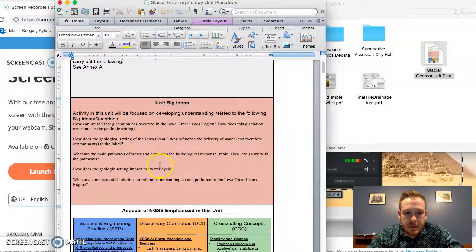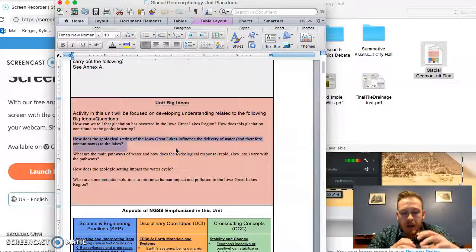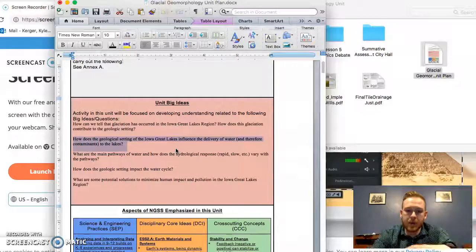You can read those as well. I'll highlight just one of them. The big one that is the underlying question for this unit is, how does the geological setting of the Iowa Great Lakes influence the delivery of water and therefore contaminants to the lakes?